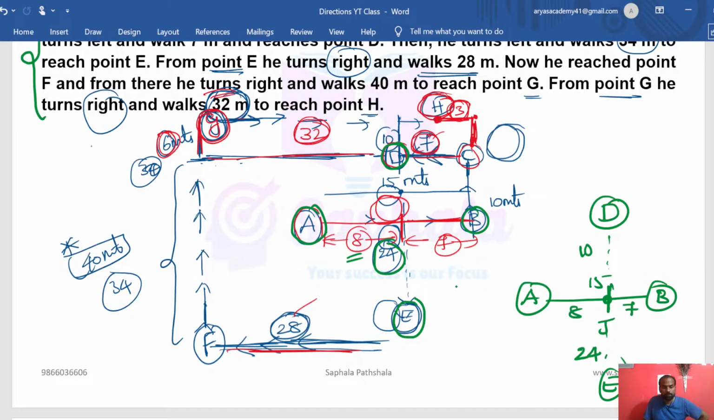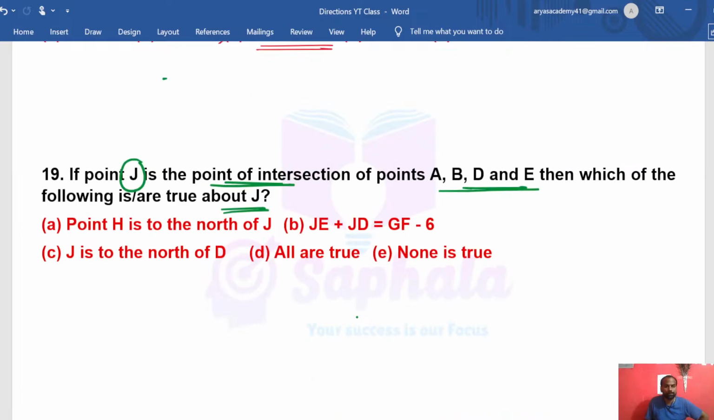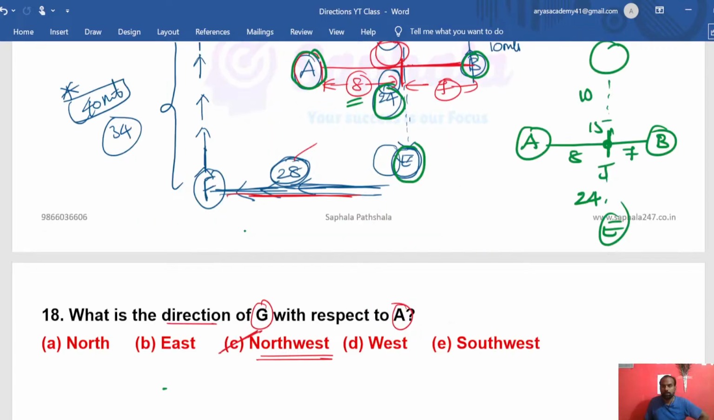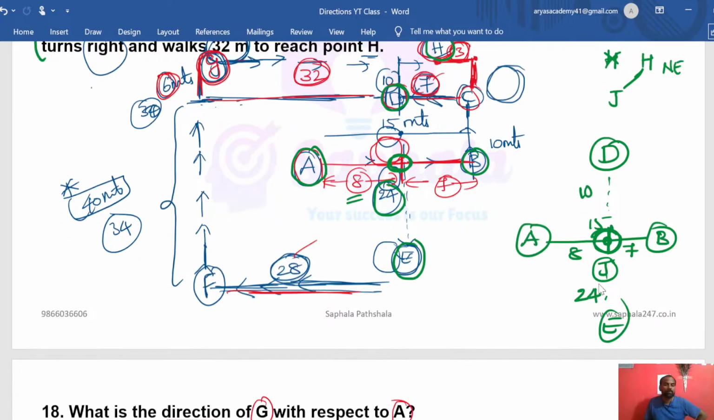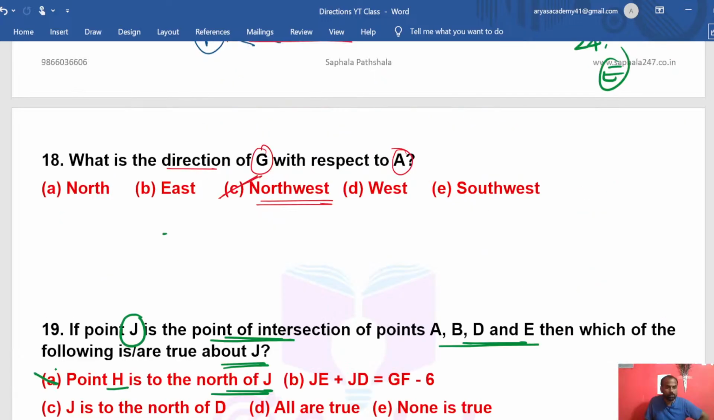Now we will just look at the question. Which of the following is true, he is asking. Point H is to the north of J, he says. So according to us, where is J? Here. Even if I have written J here, intersection means this is the middle point, and we should consider it J. From there, if you look at the diagram, this is J. From this point, where is H? Here. Is it exactly above? No. If J is here, then H will be somewhere over here, not immediately above J. So it is in the north-east direction. But he says north of J. So this is actually wrong.